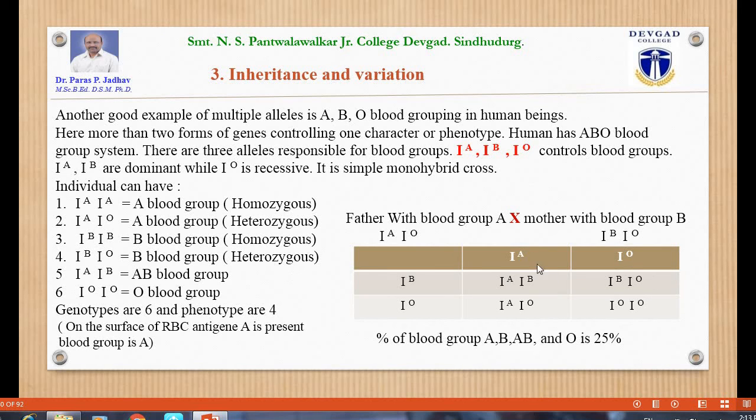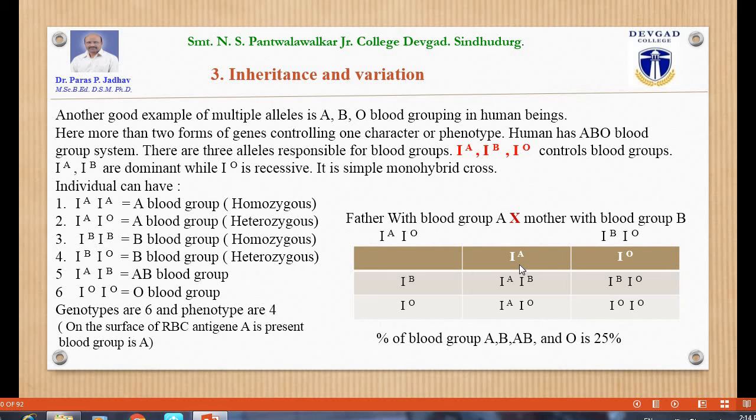Male produces gametes which contain IA gene and IO gene. Female produces two types of gametes, IB and IO. When IA gamete unites with IB gene containing gamete, the resultant offspring shows IA, IB and blood group is AB. Male gamete containing IO gene unites with female gamete containing IB gene, the resultant offspring shows IB, IO and the offspring is with B blood group.